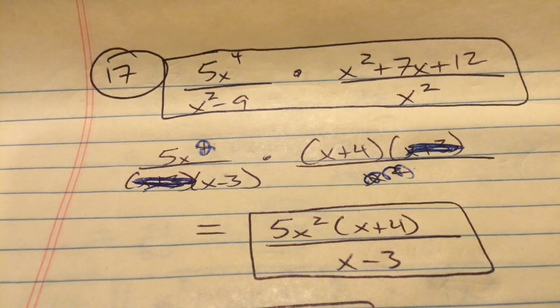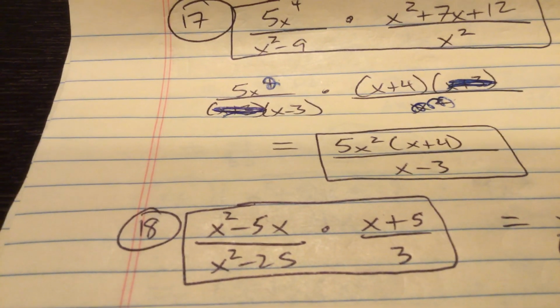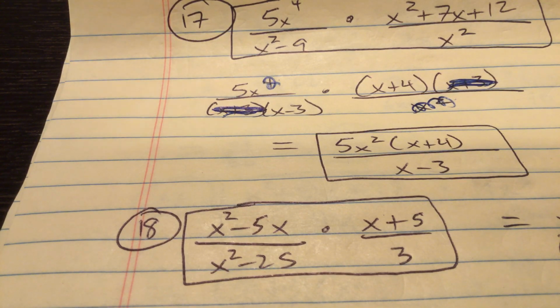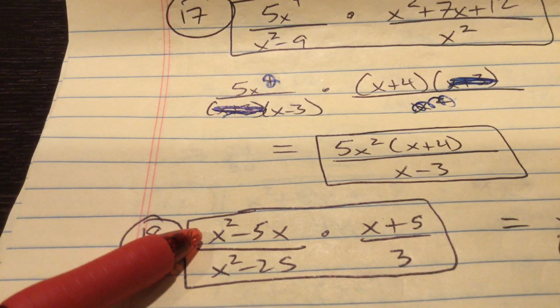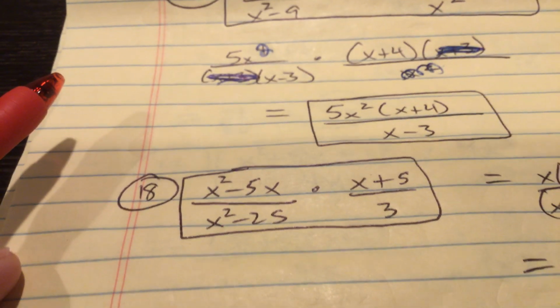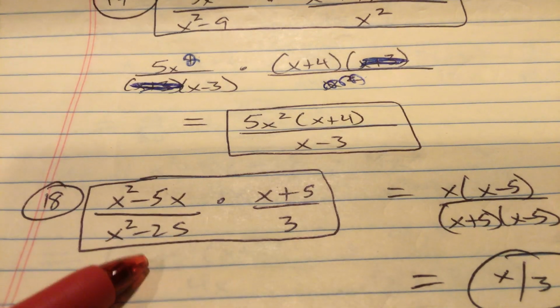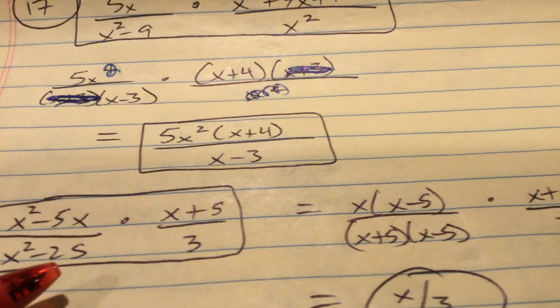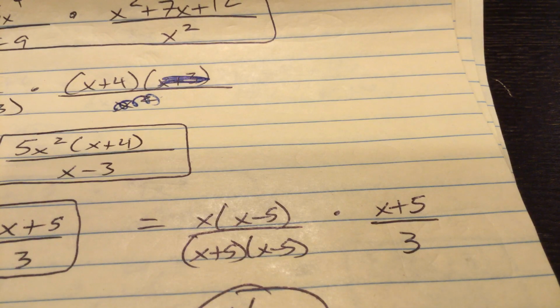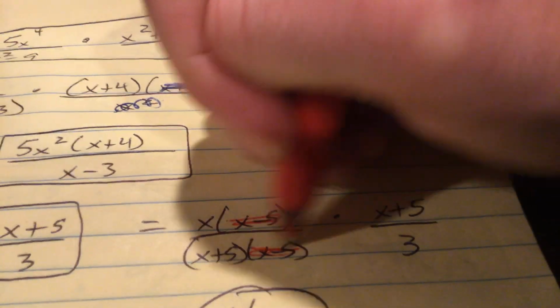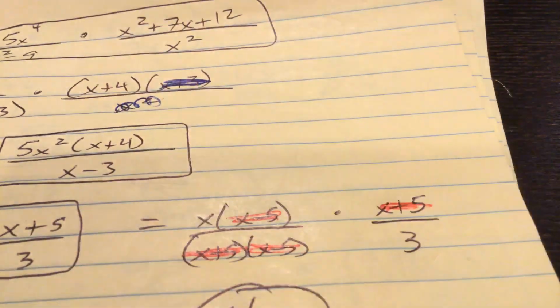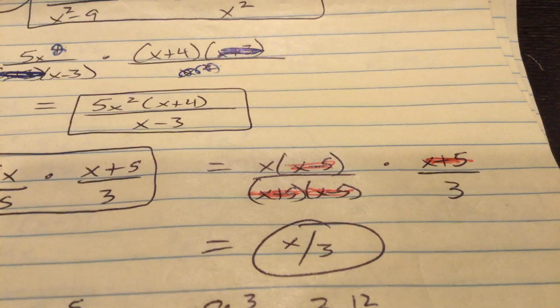Number 18, please write this. x squared minus 5x over x squared minus 25. You have to factor both, times a fraction, that is x plus 5 over 3. That does not need to be factored. In this first numerator, factor out the x they have in common. And in the first denominator, it's the difference of 2 perfect squares, x plus 5, x minus 5. Here's what we got. x minus 5s will cancel. x plus 5s will cancel, leaving you with x over 3.